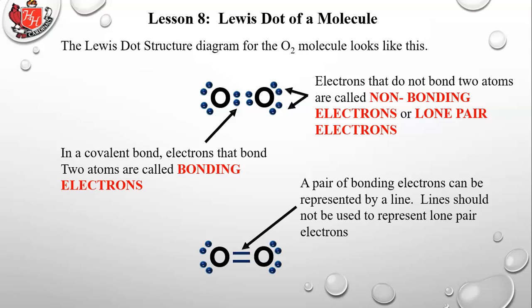A pair of bonding electrons can be represented by a line, but lines should not be used to represent lone pair electrons. So in other words, each pair of electrons is 1 line. 1 line represents 2 electrons, 2 bonding electrons. So down there you see 2 lines. That means there's 4 total bonding electrons in between those 2 oxygen. And then the electrons on the outside, in many cases, they're not even drawn. You don't even have to draw them. But if you do draw them, they're not drawn as lines ever. They are drawn as just simply individual electrons like that.